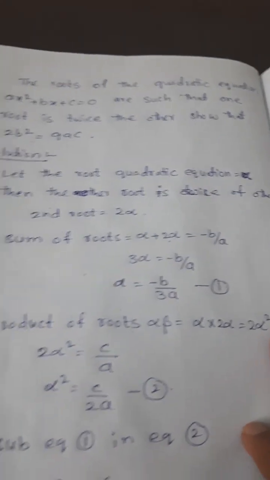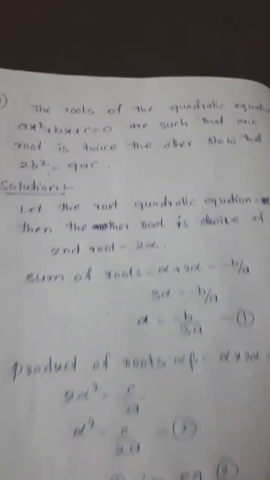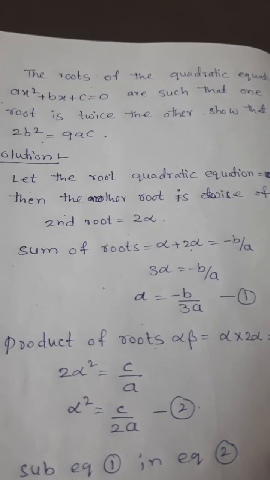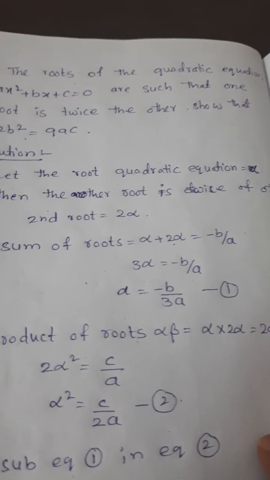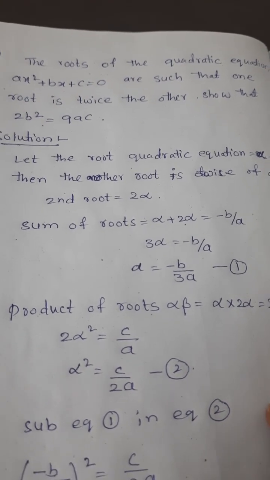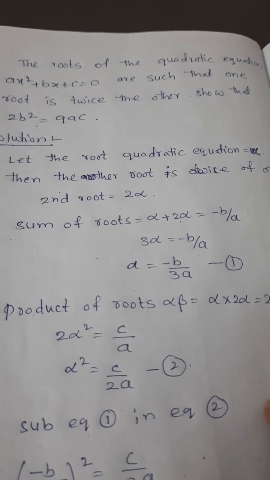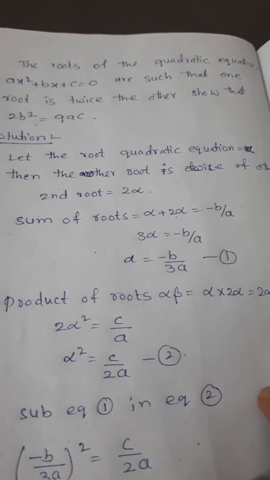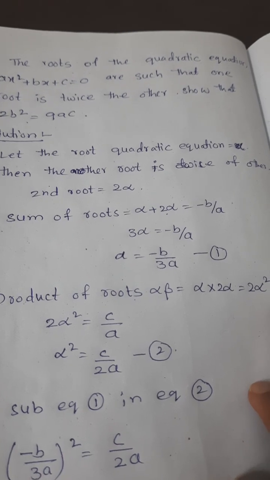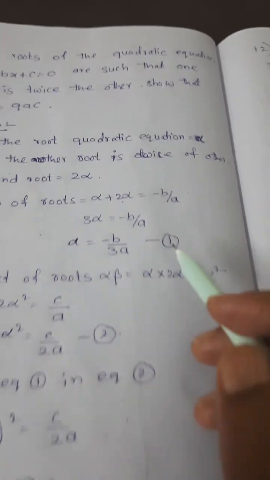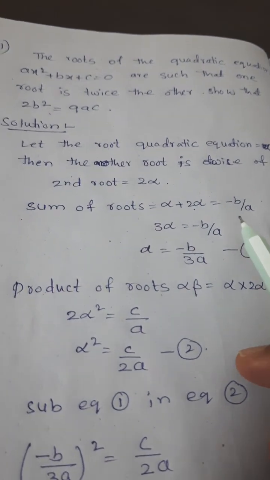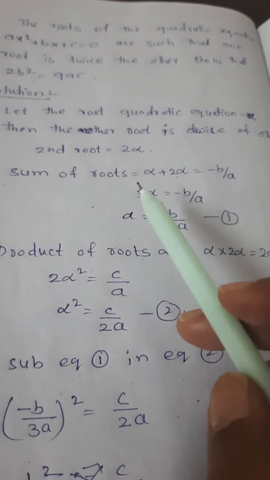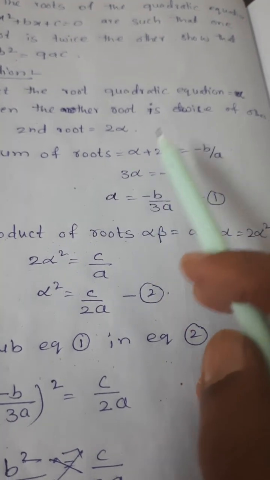Next, 11th question. The roots of the quadratic equation ax square plus bx plus c is equal to 0 are such that one root is twice the other. Show that 2b square is equal to 9ac. Here, in a quadratic equation ax square, how many roots will be there? 2 roots. One is alpha and another one is beta. So here one root is twice the other root. So let one root be alpha and another root be 2 alpha.